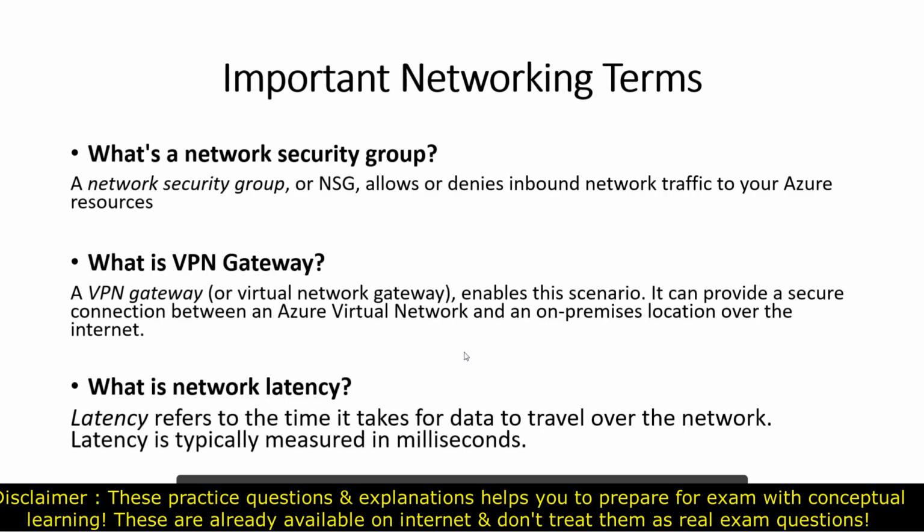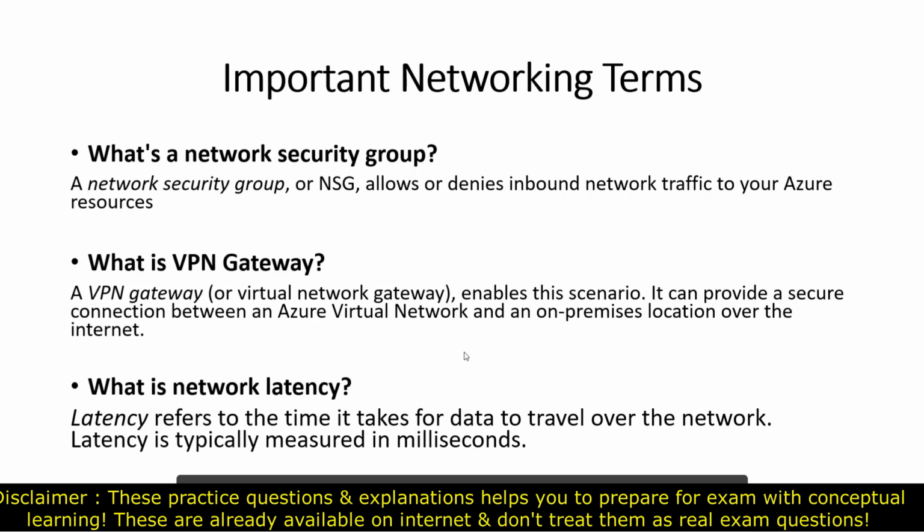Now we have the important networking terms that we will get in the questions, and these are useful terms. First we have the NSG, or network security group. A network security group allows or denies inbound network traffic to your Azure resources. So when we talk about restricting or filtering inbound and outbound traffic, we will use this NSG. Then we have the VPN gateway. The VPN gateway can provide a secure connection between an Azure virtual network and your on-premises network through the internet. Then we have network latency.